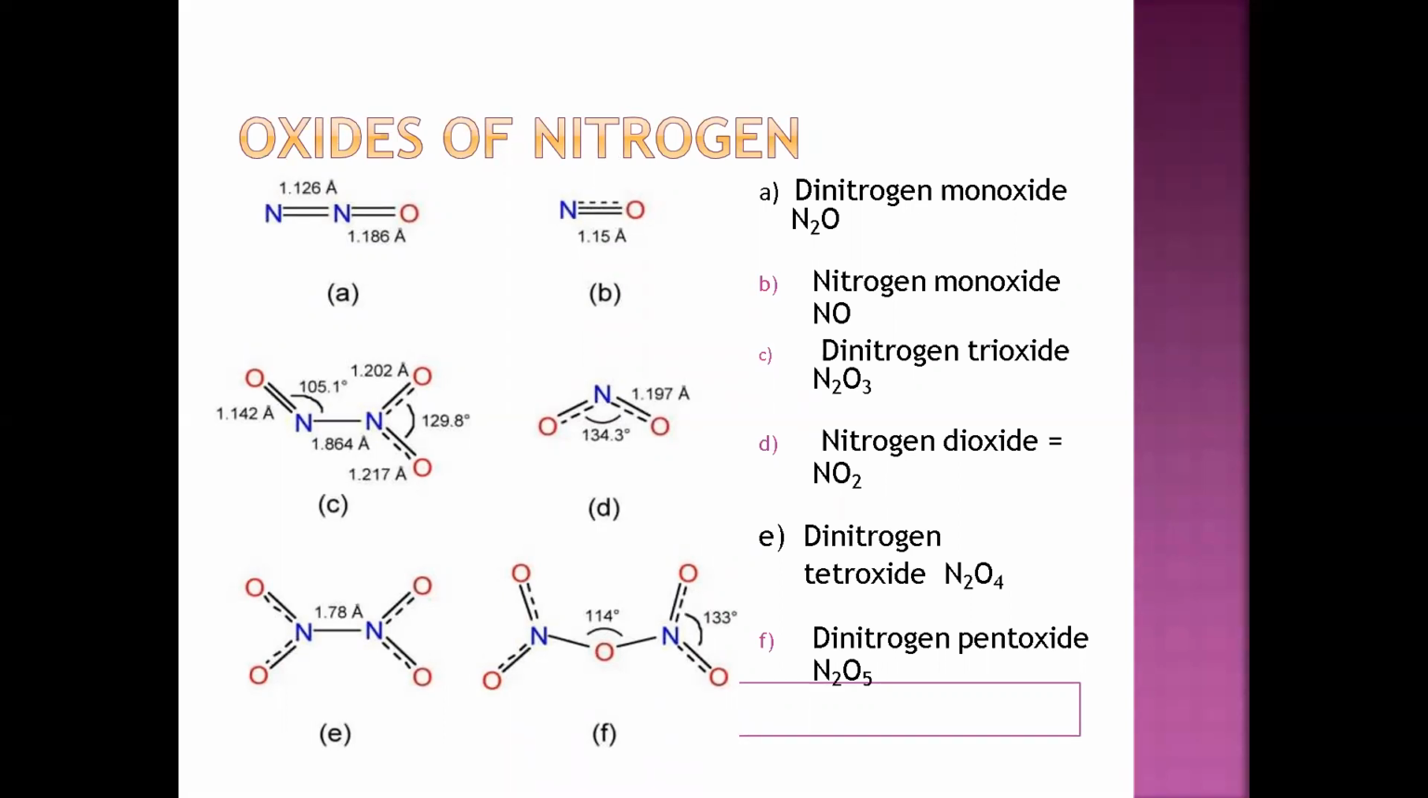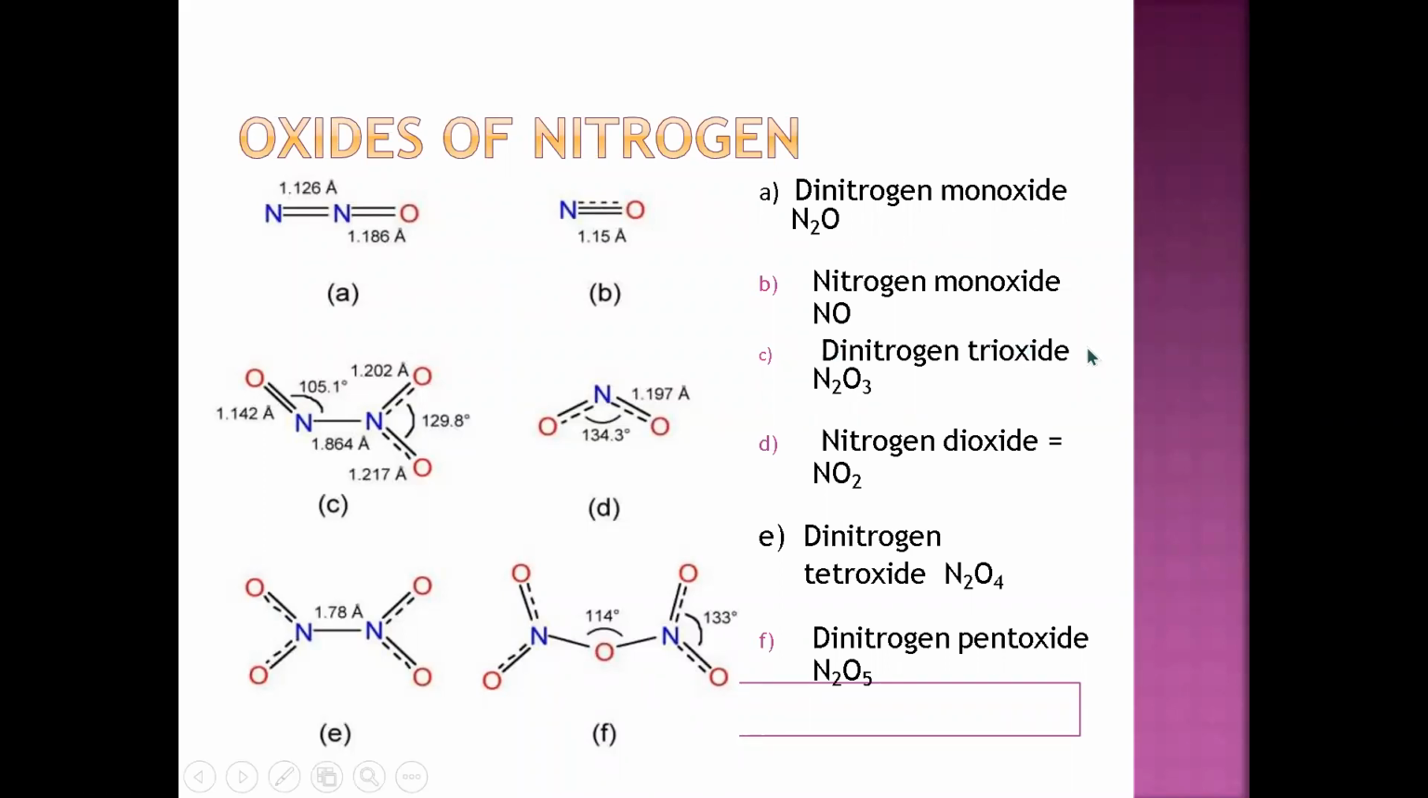Okay, so let us talk about the oxides of nitrogen. First is dinitrogen monoxide. Dinitrogen monoxide is N2O and the structure will be like this. So they can ask you about the bond length in N2O. Then you will tell them that it is this much. Next we'll talk about nitrogen monoxide and the bond length is 1.5 angstrom.